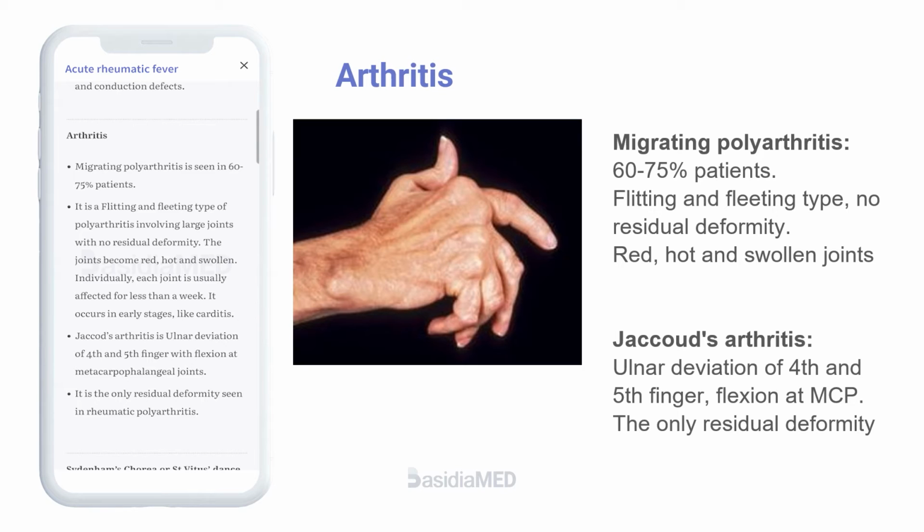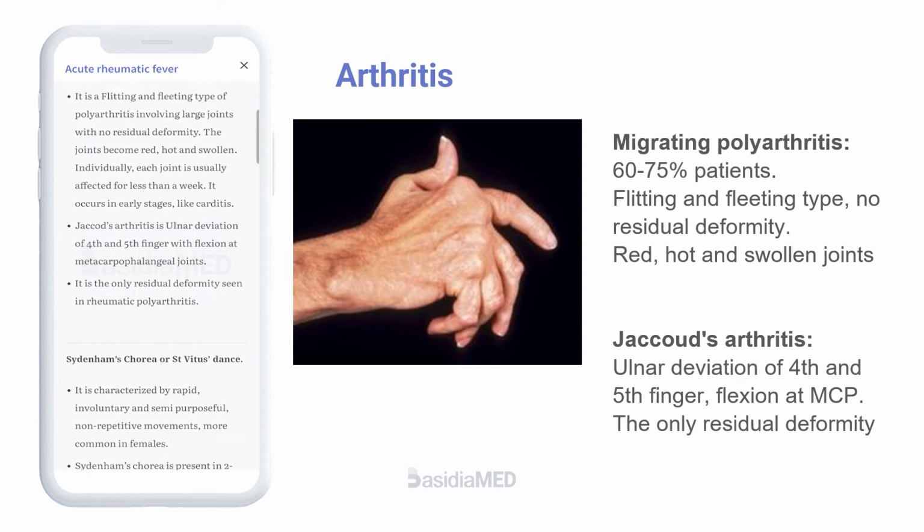Jaccoud's arthritis is ulnar deviation of fourth and fifth finger, with flexion at metacarpophalangeal joints. It is the only residual deformity seen in rheumatic polyarthritis.